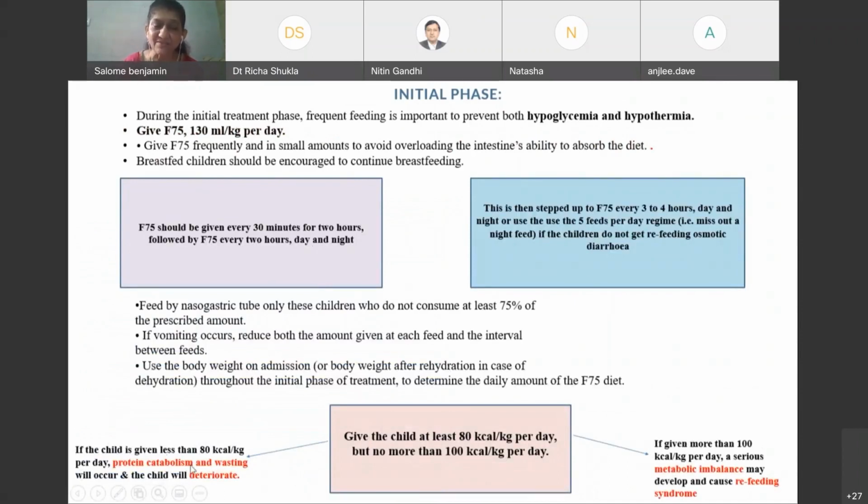If the child is given less than 80 calories per day, then there is protein catabolism and wasting. So never go low. On day 1, you must meet 80 calories at least. Nowadays, WHO is telling 100 calories per day is the better way of calculating. So this is how you will go, and please avoid refeeding syndrome. Refeeding syndrome will be avoided only by not giving bolus and not giving fast infusion to these children.